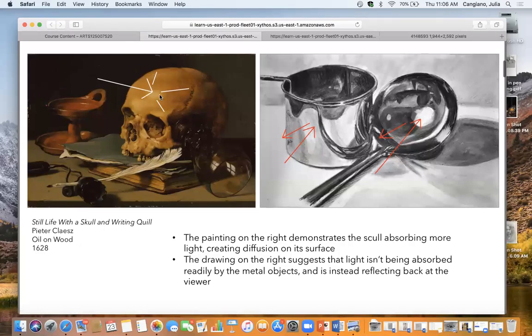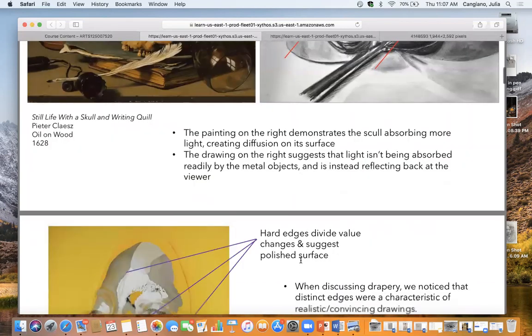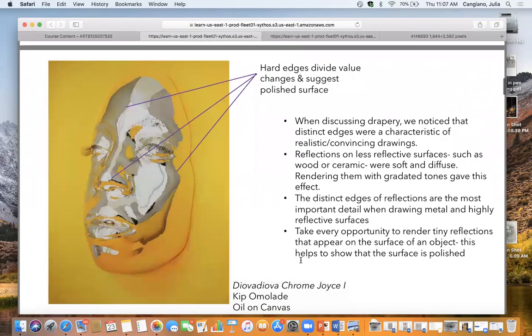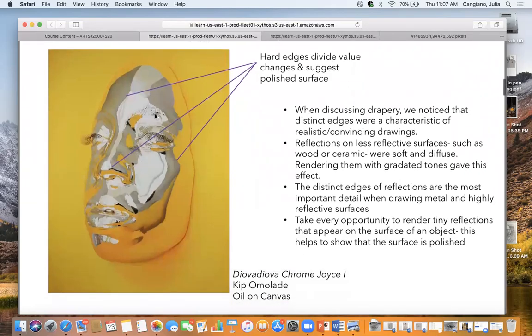The skull, you can see on the left, absorbs and diffuses the highlight on it, whereas these chrome, super metallic objects are going to bounce that light right back at us very clearly, like a mirror surface. So this is a visual representation of that, which I found to be really helpful. So that's sort of self-explanatory.